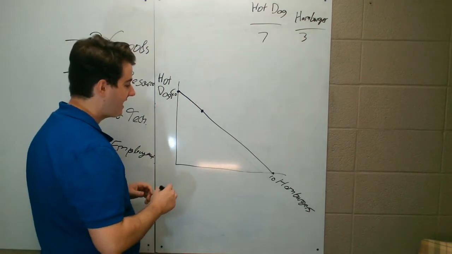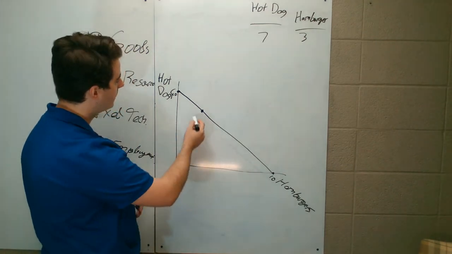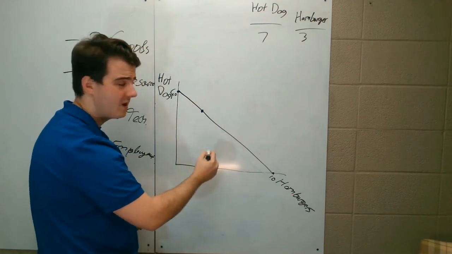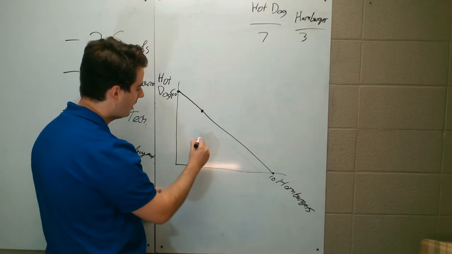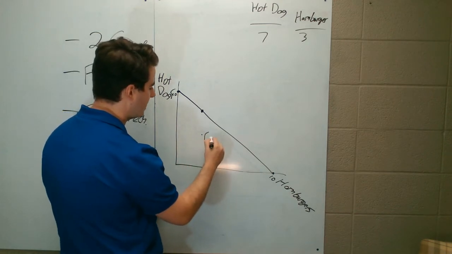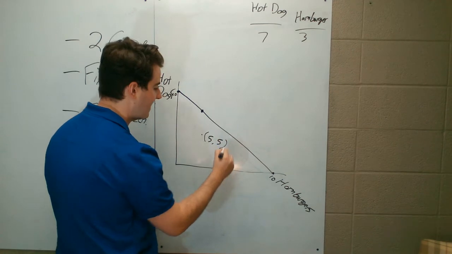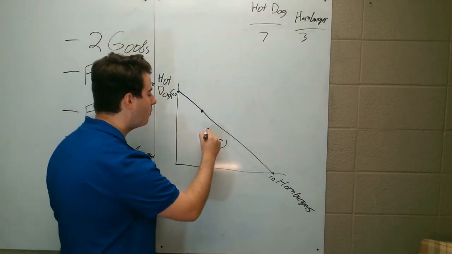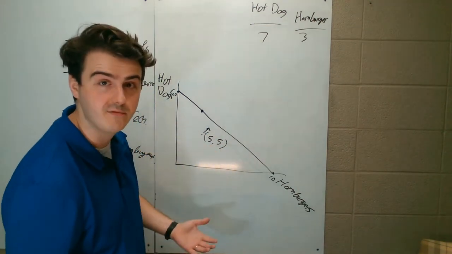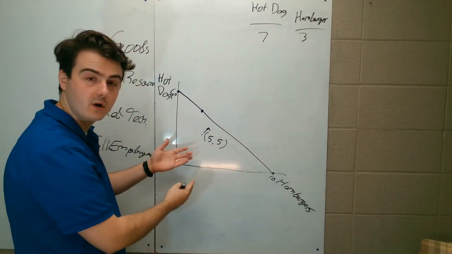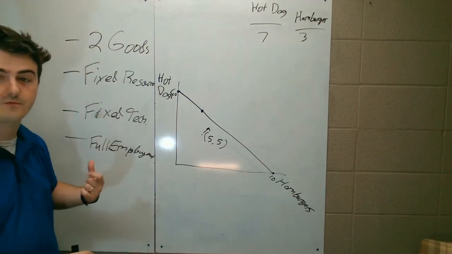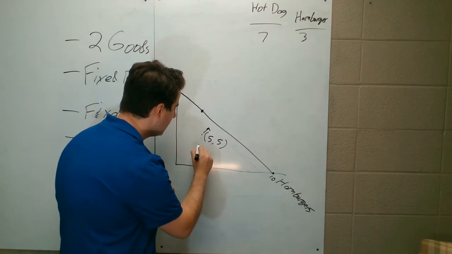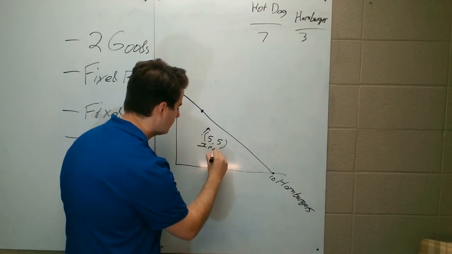As for where we can find that on this graph right here, anywhere underneath this curve is going to be inefficient. So say right here, the point 5 hot dogs, 5 hamburgers. That's going to be inefficient, right? We could move outwards and have more stuff given our current technology, resources, two goods, and full employment, right? We could have more stuff. So we don't want this inefficient outcome.